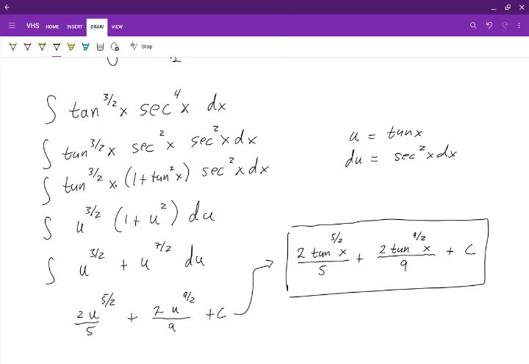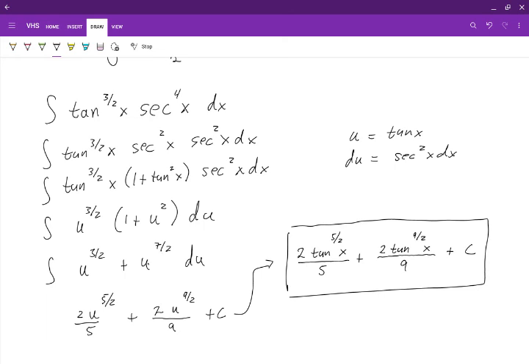So tan to the 3/2 x becomes u to the 3/2. 1 plus tan squared is 1 plus u squared. Now I'll distribute my u to the 3/2 in. U to the 3/2 times 1 is u to the 3/2. U to the 3/2 times u squared is u to the 7/2.